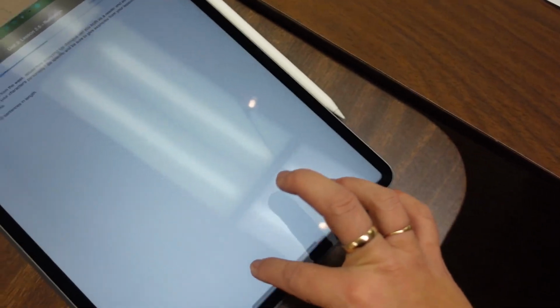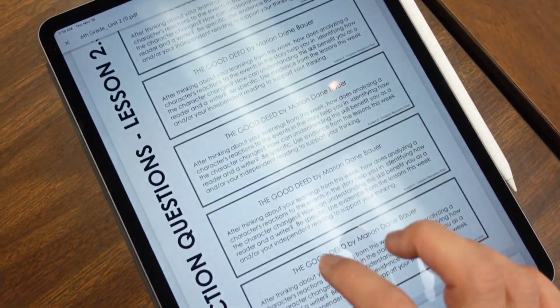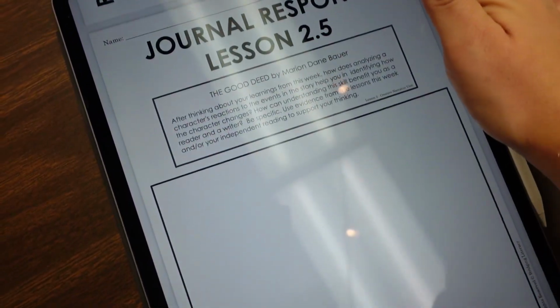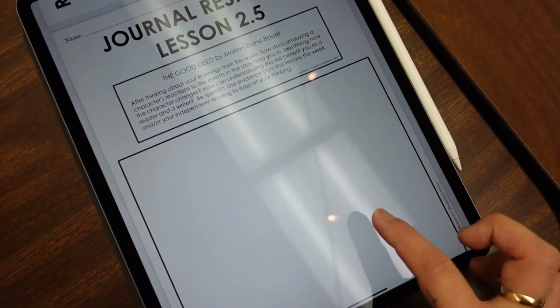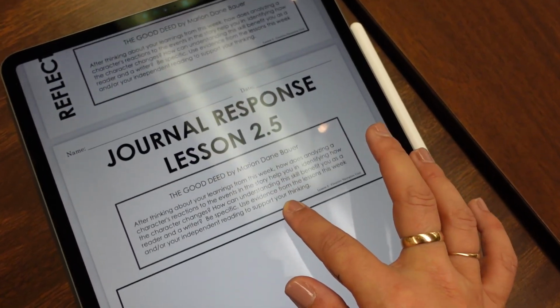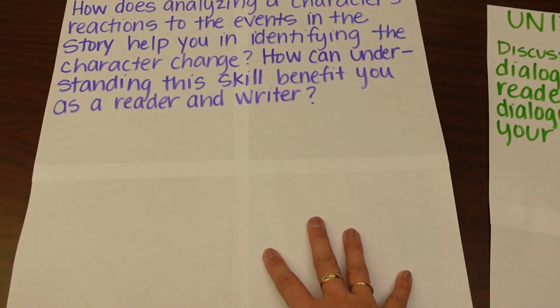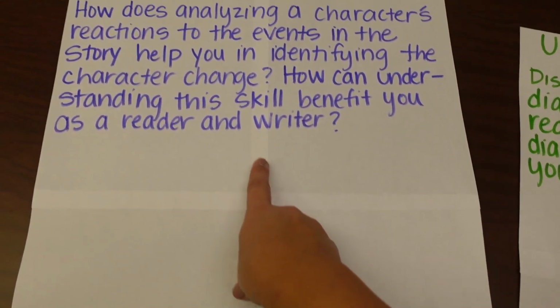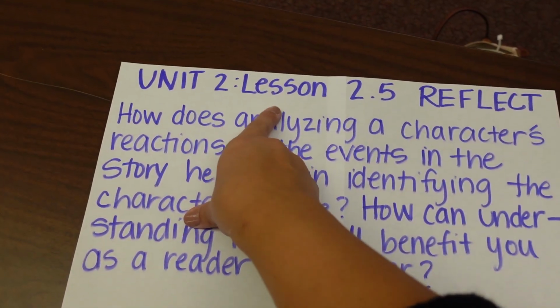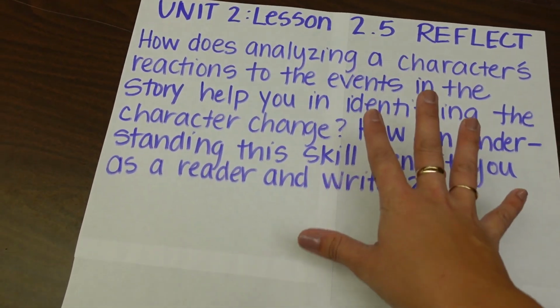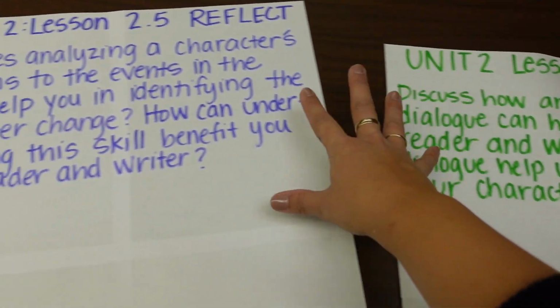I could have, let me show you this. Within each Bridging Literacy unit plan, I could have just printed this out and used it as a brainstorming page. I just didn't want to go through the process of printing it out. So I basically took 4 sheets of paper and then I glued them together. And then I wrote the unit number, the lesson, reflect, and then I wrote the question here. So we have the question for each of the classes.